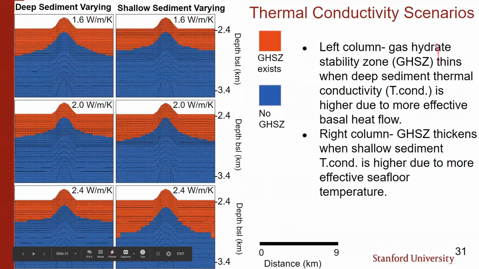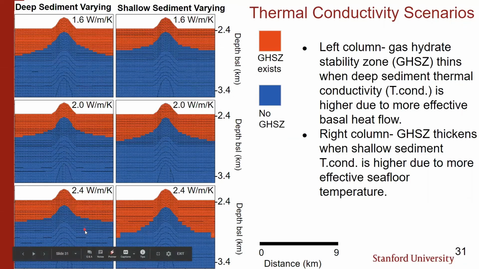This was something I found quite curious: the thermal conductivity of sediment. We wanted to see the relationship between different thermal conductivities of sediment and how that affects the gas hydrate stability zone. So we'll talk about the left column first, where we vary the deep sediment. What I mean by this is, here's the salt diapir, and the sediment adjacent to it, which we call the deeper sediment. We change the thermal conductivity, where it's low here, and then greater and greater here, to about 2.4. And what's happening with the stability zone is it's thinning when you get a higher thermal conductivity.